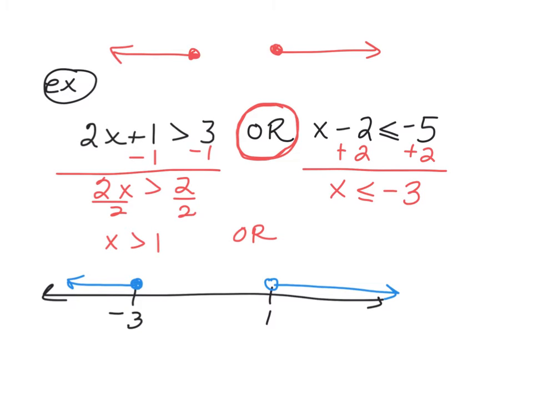Okay, so separate them, solve them, put them on the number line. And again, with an or statement, we expect it to go out in two different directions. Anything that's covered by our shading is part of the solution set. Anything that's not covered by the shading is not part of the solution set. So there's an example of an or statement. You just solve it, you graph it.